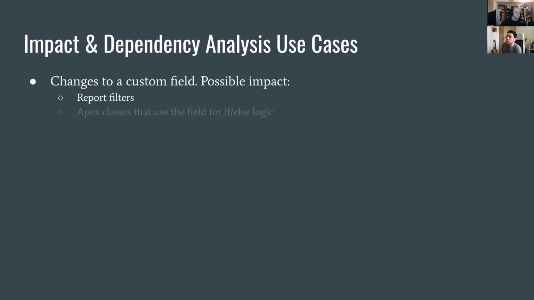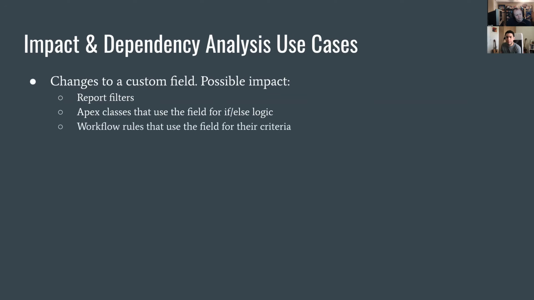So we spoke about the impact analysis use cases, right, that report filters, Apex classes could use a field for if or else logic, and workflow rules as well. Again, if you have a workflow rule that uses a pick list value to maybe send an outbound message, and you change that pick list value label, then again, what happens with that workflow rule? Maybe it just won't work anymore. So these are the things that you need to understand before you make changes to a field or a piece of metadata.